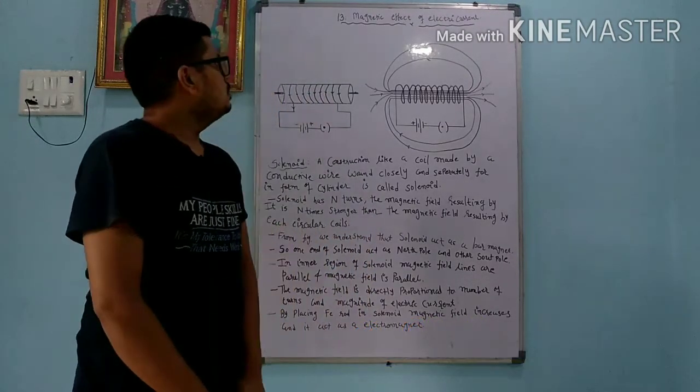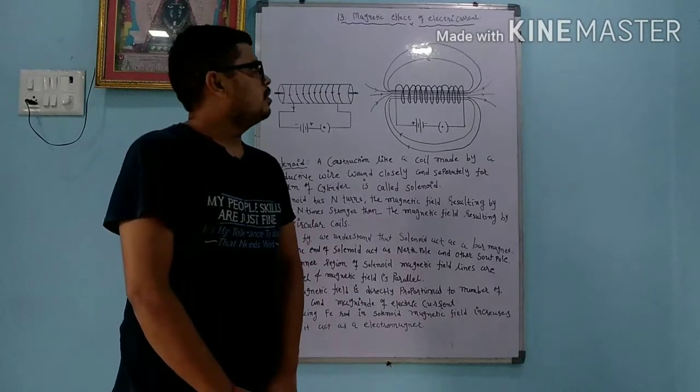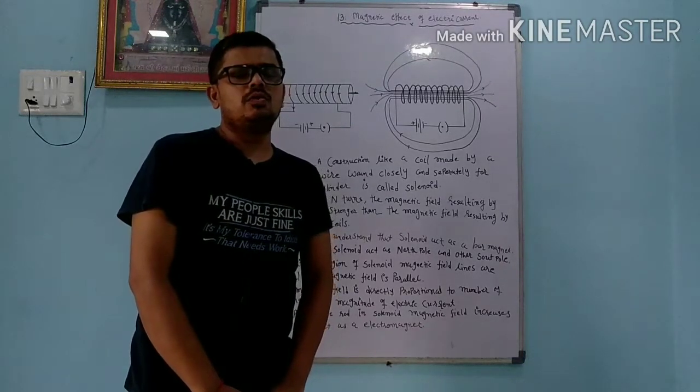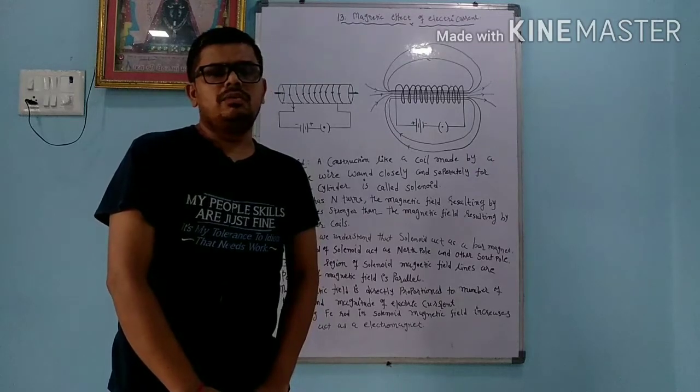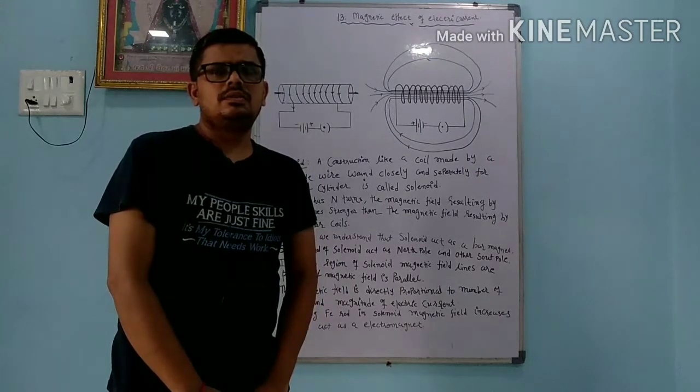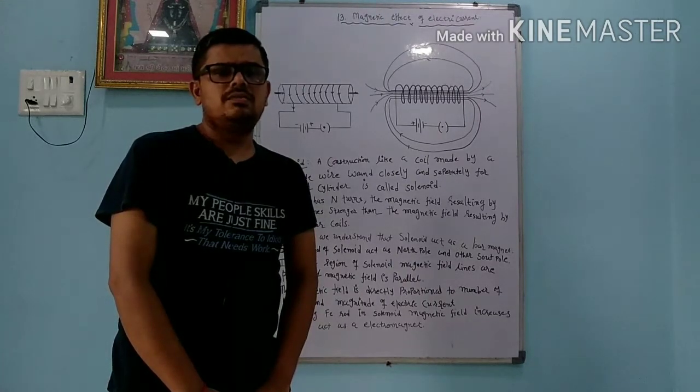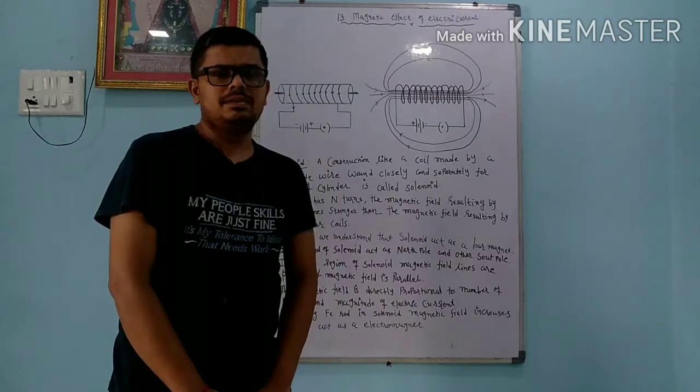Today we are going to learn chapter number 13, magnetic effect of electric current. In this chapter we are going to learn about the solenoid. Before that we will revise something. When we pass electric current, at that time a magnetic field is also produced in the perpendicular direction. That we understand by the Henry Oersted experiment.